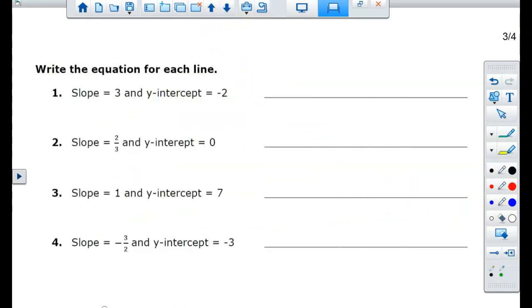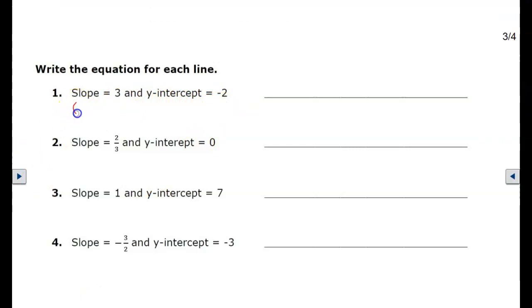So we'll begin here. Write the equation for each line. Now notice on number 1 what it tells us. It tells us that the slope is 3 and the y-intercept is -2. Now slope we know is m and y-intercept we know is b. So keep that in mind as we're going through these problems.